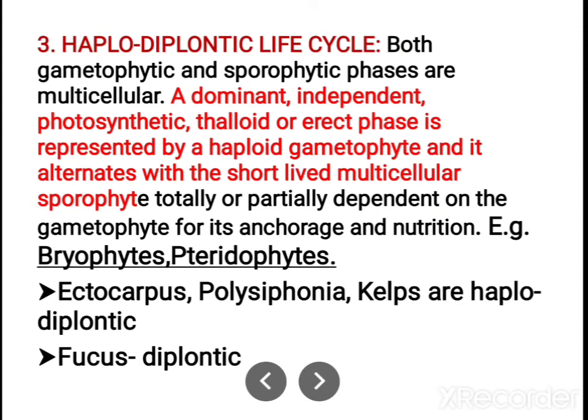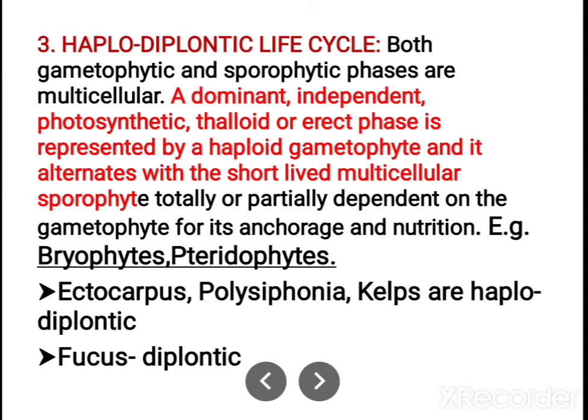Next one is haplodiplontic life cycle pattern. Both gametophytic and sporophytic phase, both of them are multicellular, and here a dominant independent photosynthetic thalloid erect phase is there, that is haploid gametophyte, and it forms gametes and it alternates with short-lived multicellular sporophyte. And the sporophyte will be totally or partially dependent upon the gametophyte for its anchorage and nutrition. Example, bryophytes and pteridophytes. So all are coming under this category.